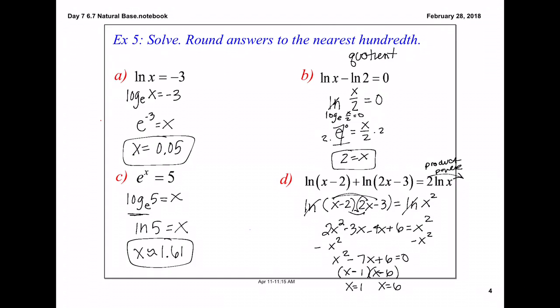When I plug 1 in to my logarithm, 1 minus 2 equals negative 1, which is not allowed. So I know my 1 doesn't work, and my 6 is my solution. Remember, you never want a natural log or a log of 0 or a negative number because it would be undefined.